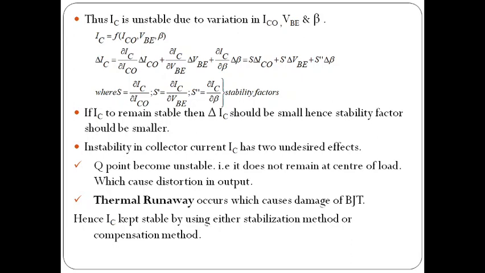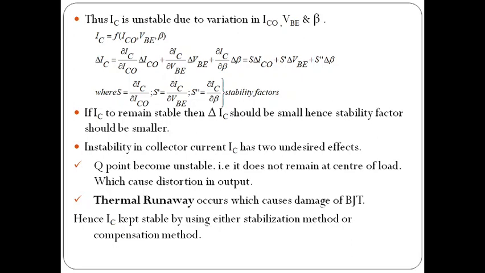So the temperature increases, the collector current increases, the heat produced at the collector junction increases. Again the temperature increases, the collector current increases, the heat produced increases. Due to this cycle, the higher power makes the transistor destroy itself. It is nothing but thermal runaway. So we need to keep the collector current stable.